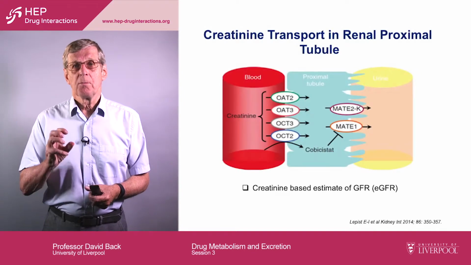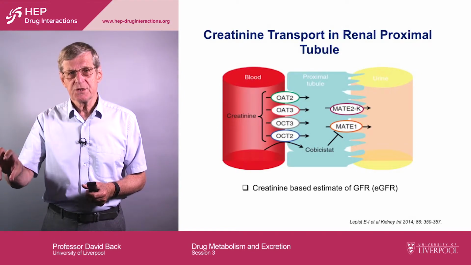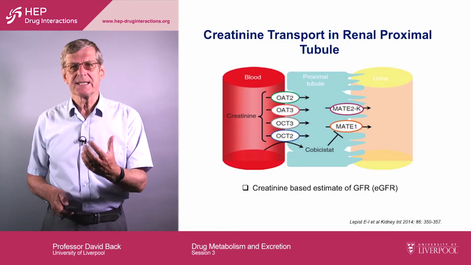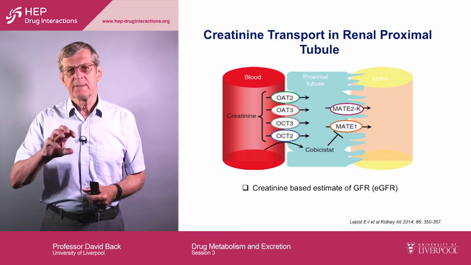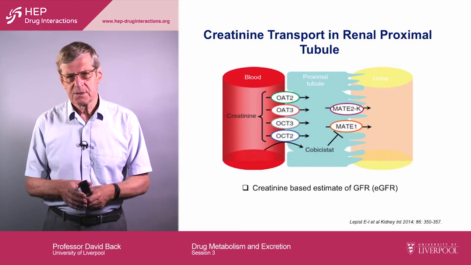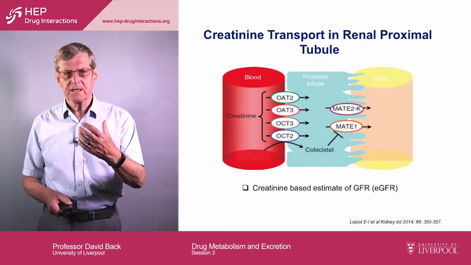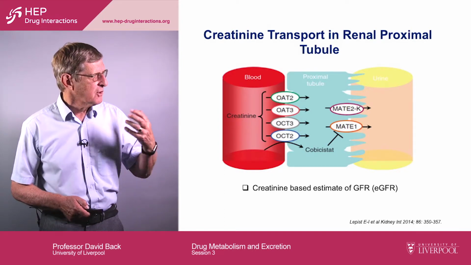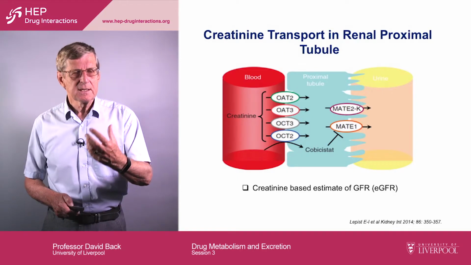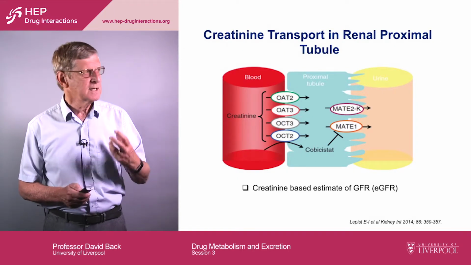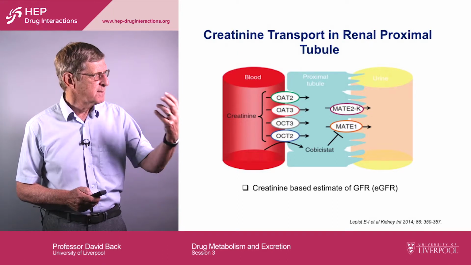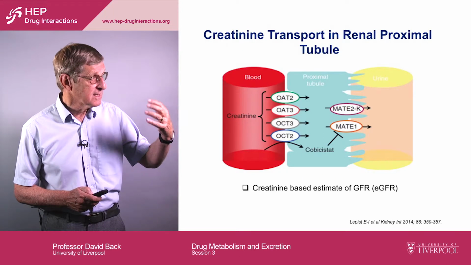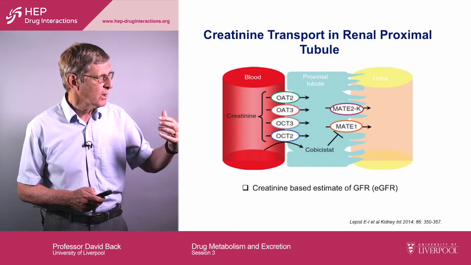One of the endogenous compounds that undergoes excretion and is using to some extent active transport is creatinine. Now, sometimes we need to know what the glomerular filtration rate is, how the kidneys are functioning, so we measure creatinine in the plasma. And creatinine is not only filtered, about 10 to 15% of creatinine is being actively transported. And it's being transported with these OCT, for example, and potentially OAT as well.